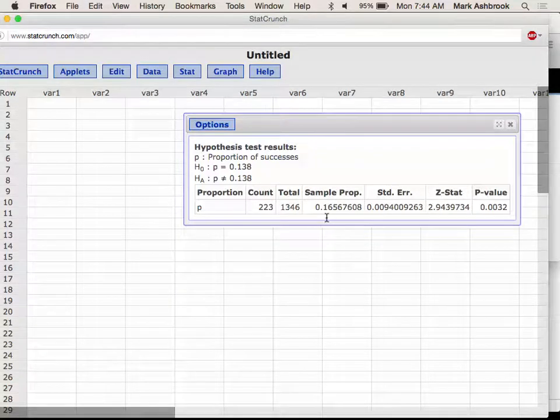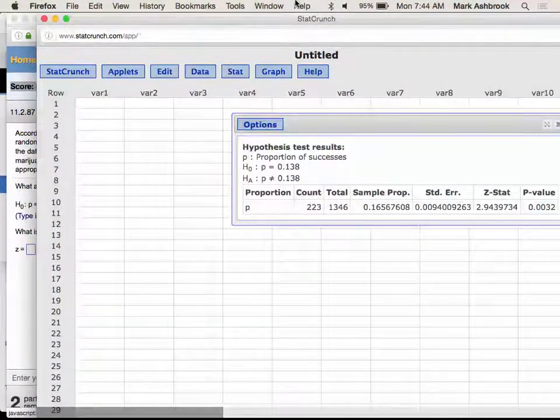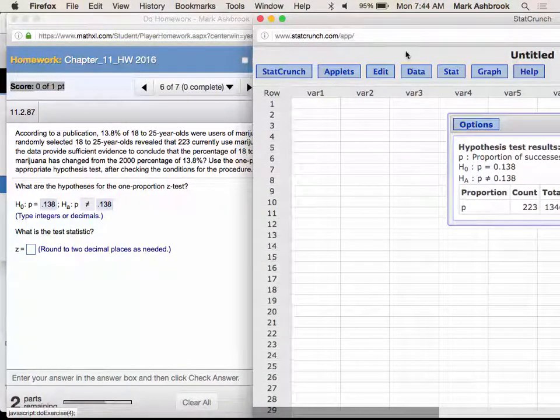2.94. So what was the sample? From the sample, we got the proportion to be 0.166, right? Which we're comparing to the 0.138. And our test statistic is 2.9439. So round to 2 decimal places. 2.94?